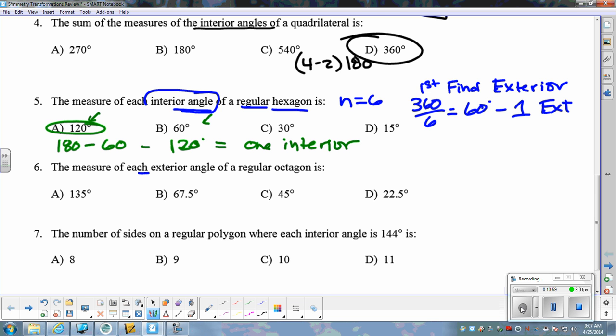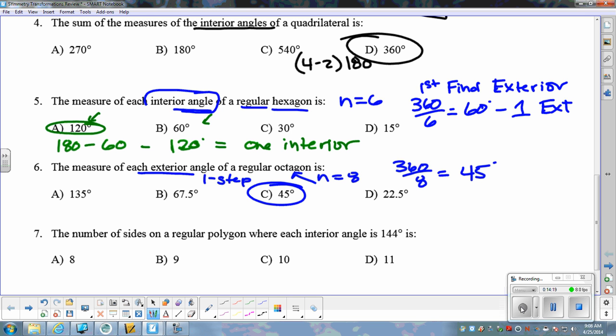Number 6, the measure of each exterior angle of a regular octagon is... So here, this is really just a one-stepper because we just divide that into 360. An octagon has 8 sides, 360 divided by 8, and that's going to give us 45 degrees. We don't need to do anything more than that because it's the exterior angle.